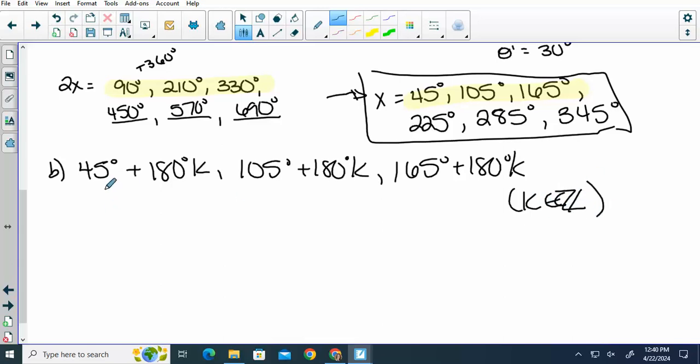Notice if you had done like 45 plus 180 is the 225. 105 plus 180 does give me the 285. So the other option, you can do all 6 plus 360K or just the original ones plus your period. Couldn't we just do 45 plus 60? Let's see. So it would end up giving us some that didn't work later on, I think.